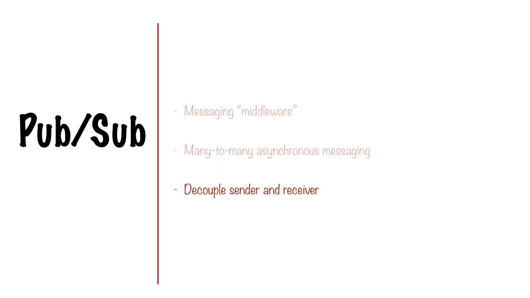PubSub is one of the services available on the Google Cloud platform, and it can be defined as messaging middleware. It can be defined as an enterprise level message transport system which takes data from many senders and relays it to many receivers asynchronously. In this way, it helps to decouple senders and receivers in a very robust way.